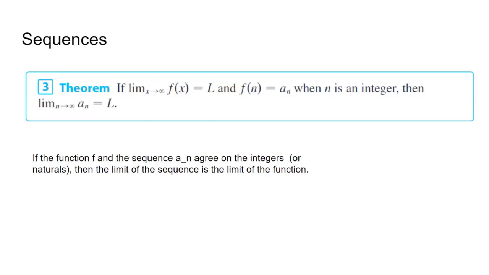But what this is saying is we have a limit of a function equals L, and we have f of an integer is our sequence, a sub n. So a sub n and f agree on the integers or naturals. In this case, the limit of the sequence will agree with the limit of the function. So we can use functions to represent these sequences and then take the limit of the function.